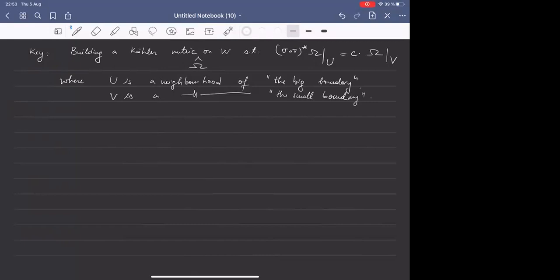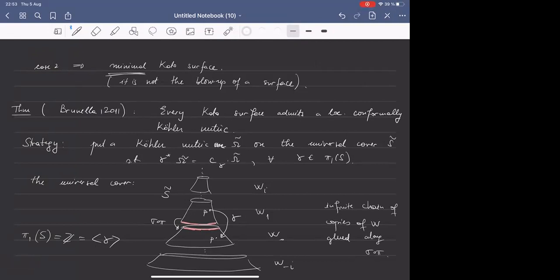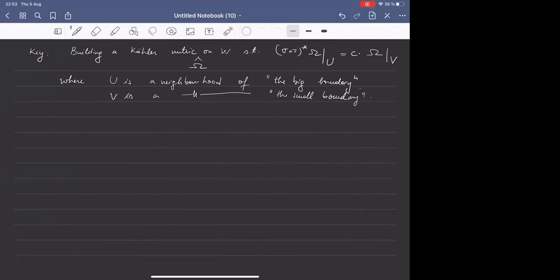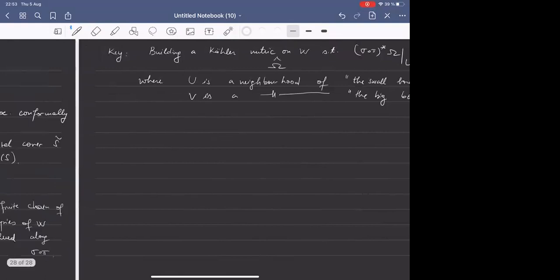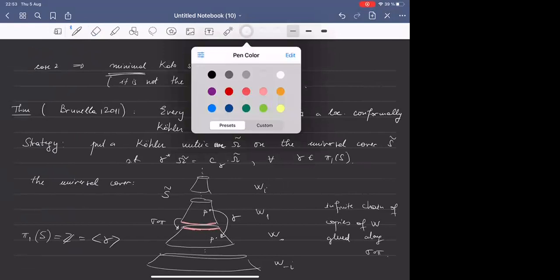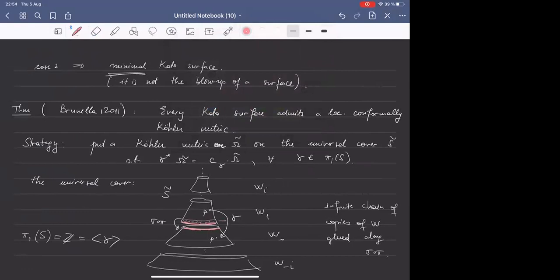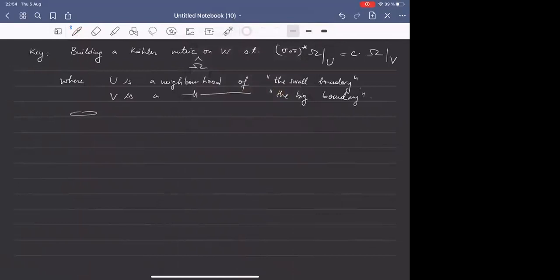So if I have to go back to do the picture, so we said that, okay, actually it's the other way around. I mixed up big and small boundary. So U is a neighborhood of the small boundary, and V is a neighborhood of the big boundary. So this for us would be our V, and U would be a neighborhood of the small boundary. So let's do again a small drawing for the sake of completeness. So this is U, and this is V.